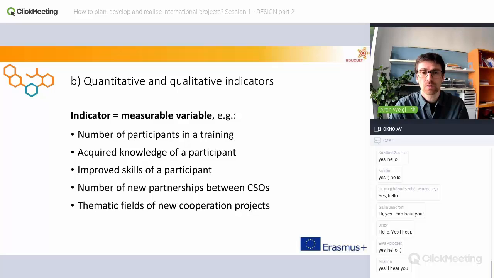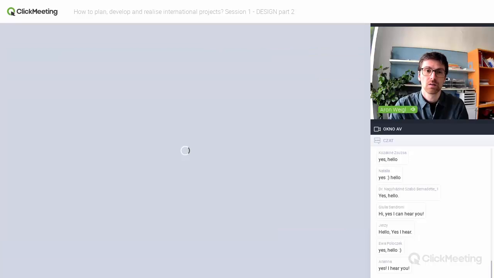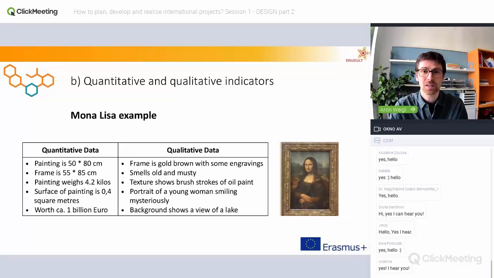Everything what you can count is a quantitative one, and for example, if you think about the thematic fields you want to include, then this is a qualitative indicator. Now it becomes very clear with this Mona Lisa example, which is often used in this context. Quantitative data and qualitative data as a reference here. Quantitative is the size, the weight, and so on. The qualitative data is the description of what you can see, of what you can smell, or how it looks like, and so on.